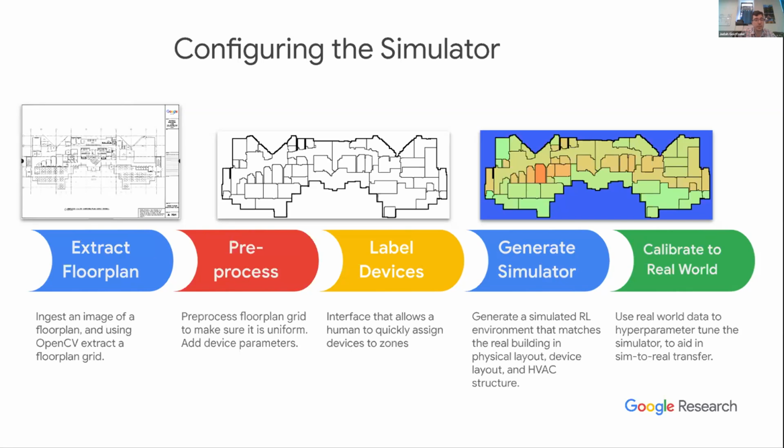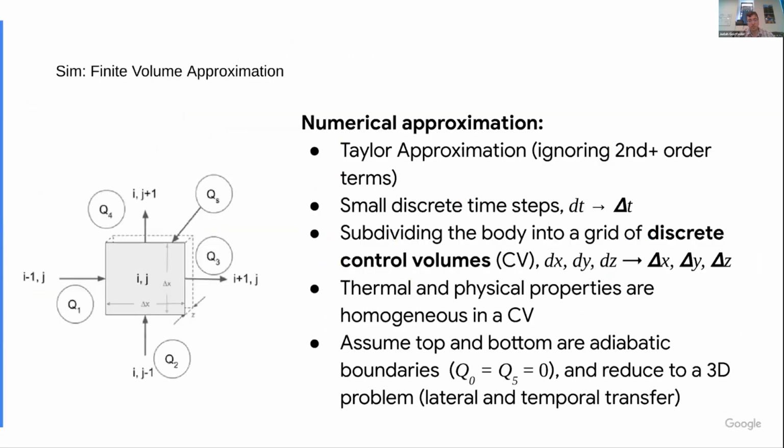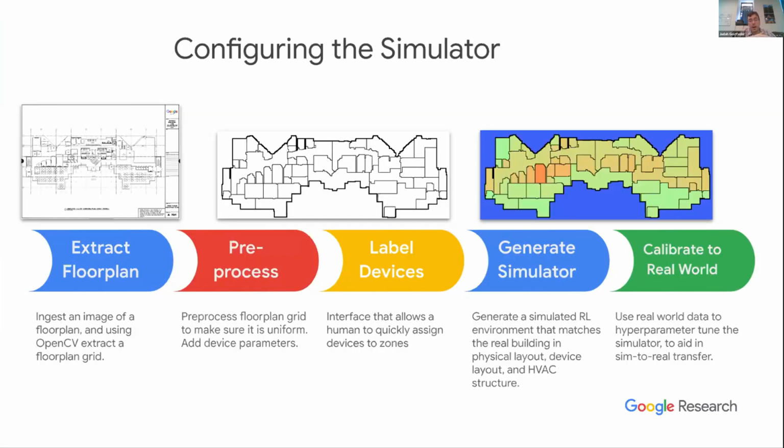The way it works is we start off with a floor plan, as you can see in the leftmost image. We then extract the floor plan to a grid of control volumes, where we have a very rough approximation of the layout of the building, right? Each of these control volumes is, I believe, 20 centimeters. So it's not the most granular, but we have a rough idea of the shapes of all the rooms. We also know which walls are interior and exterior.